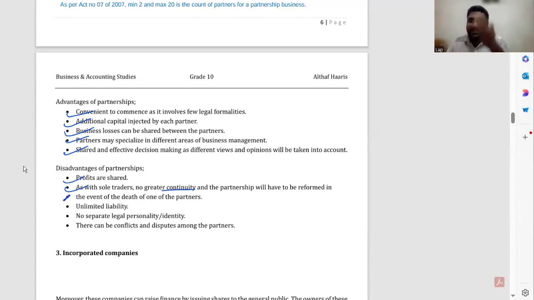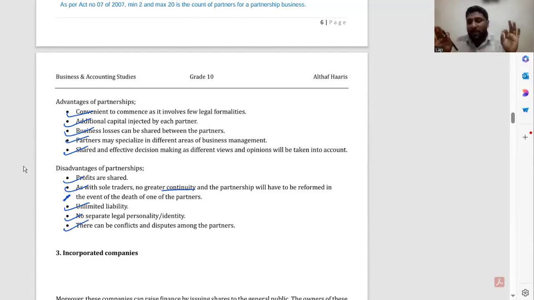Unlimited liability: business liability will become the partner's liability. So that one also we learned. No separate legal personality. Business and partners are both the same thing, not two different things. There can be conflicts between the partners, not like in the sole trader business. In a sole trader business, what conflict? It is my business, I am the person taking the decision. No one is there to ask questions. But in a partnership, there are more people, and they will ask questions.